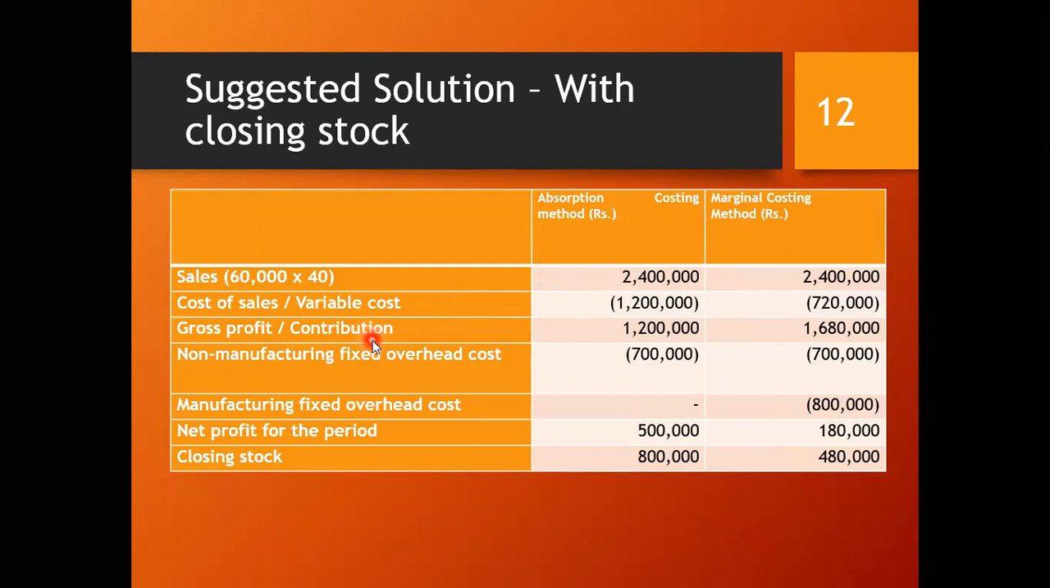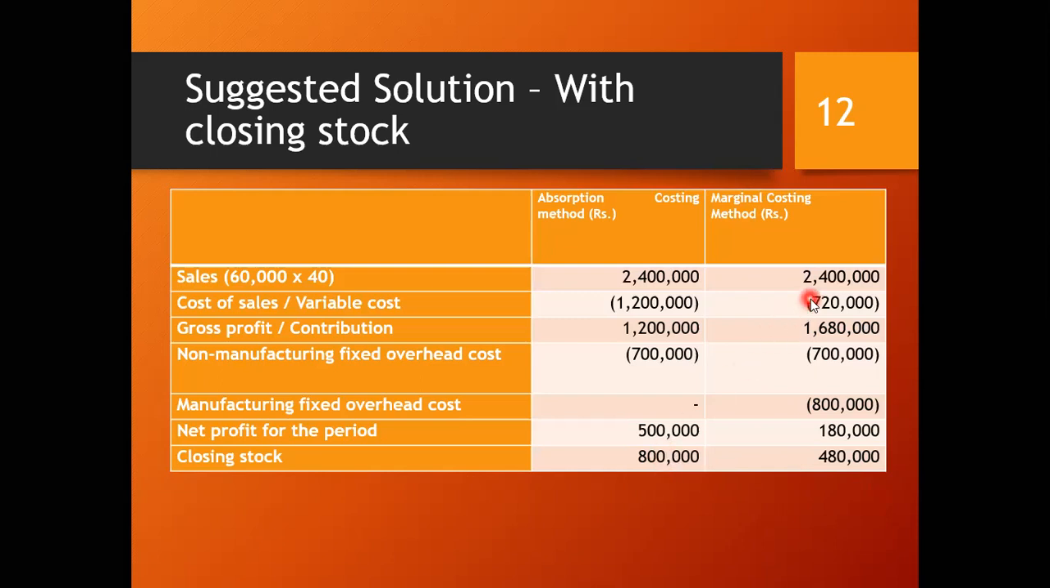Now you can see the difference. This is for the 60,000 scenario. You manufacture 100,000 but sell only 60,000. Sales value, cost of sales, gross profit, contribution. The calculations are straightforward, and non-manufacturing overheads are deducted in both cases. Manufacturing overheads, the full amount is deducted under marginal costing. Inventory is valued at variable cost. Variable cost is 12. 12 into 40,000 unsold stocks is 480,000. So the closing stock under marginal costing is relatively lower than under absorption costing, where the closing stock is higher.